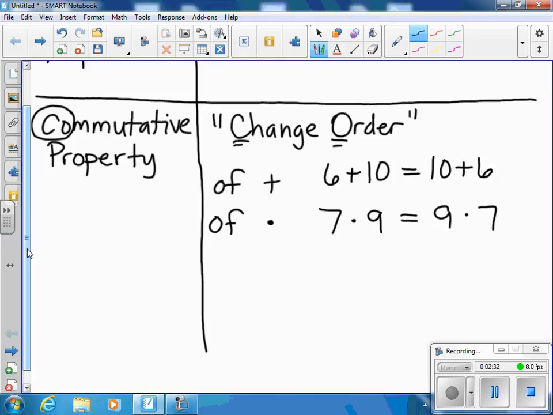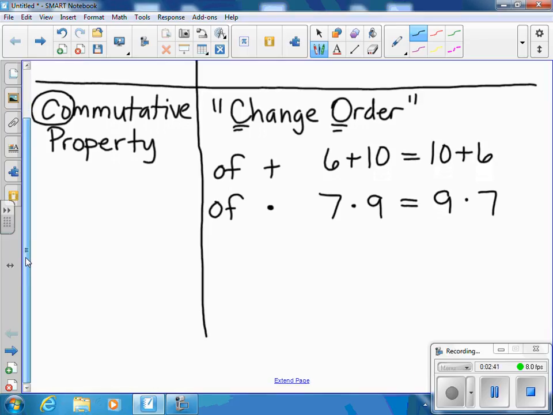You just have to make sure that you're saying of addition or of multiplication, right? If the order changes, it is commutative, right? There will be some ones that try to trick you up a little bit, so you've got to pay attention to what's going on.